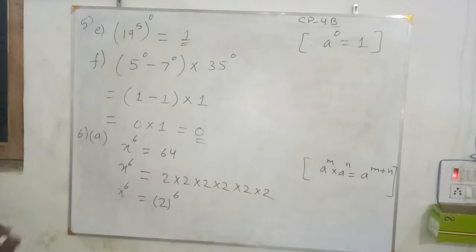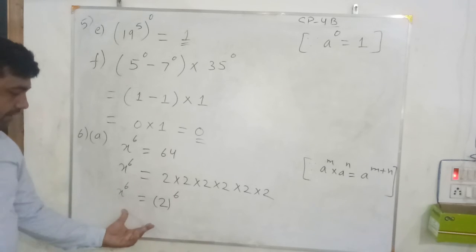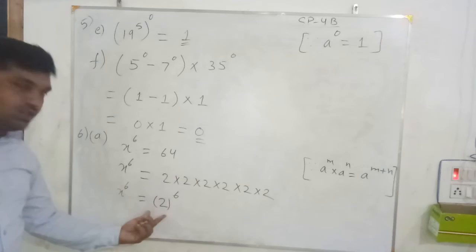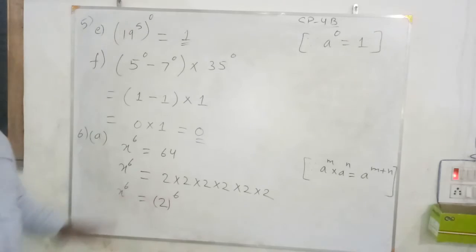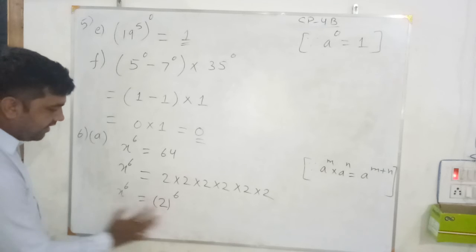Now here also see, both the exponents are the same. Why will it be the same? The power is the same, so its base should also be the same. So here what do we do? We do the comparison. The value of this equation, left hand side and right hand side, will be the same.